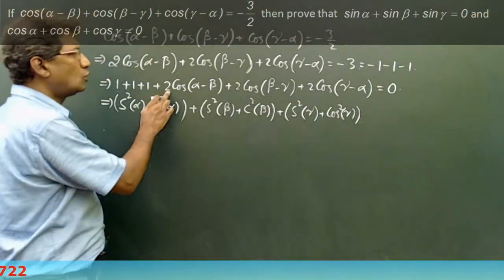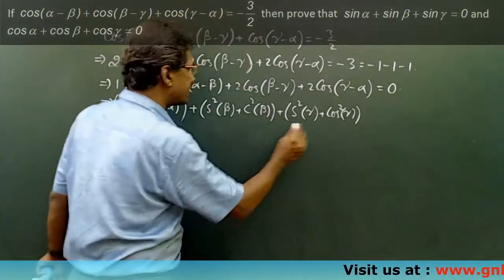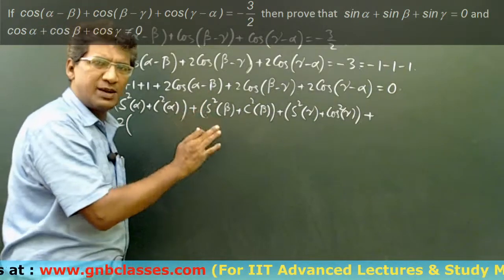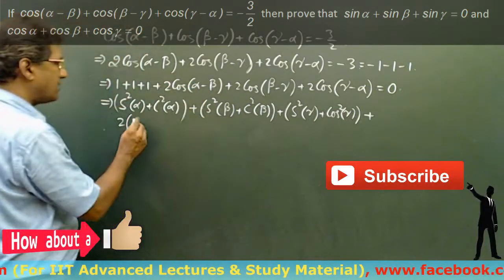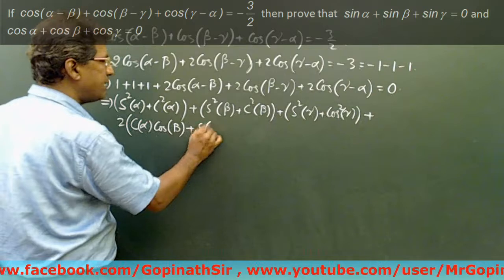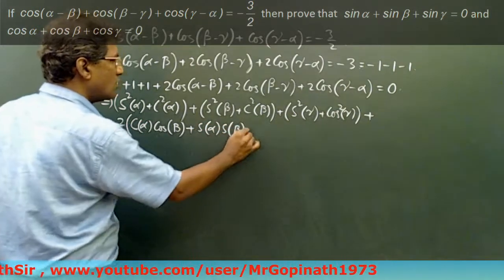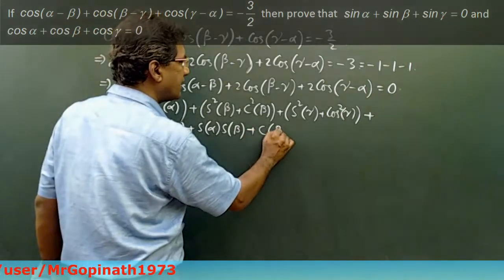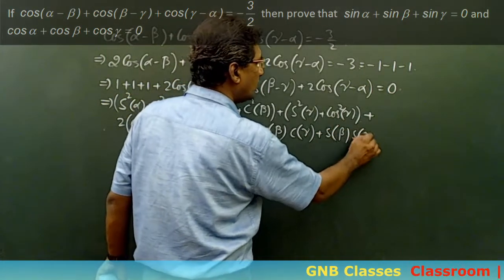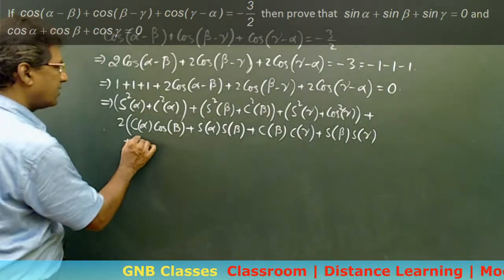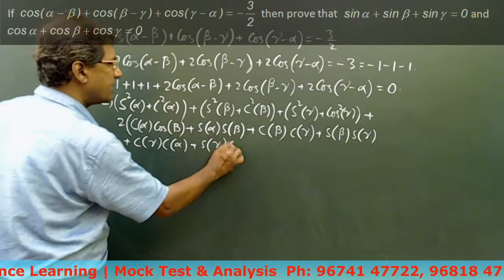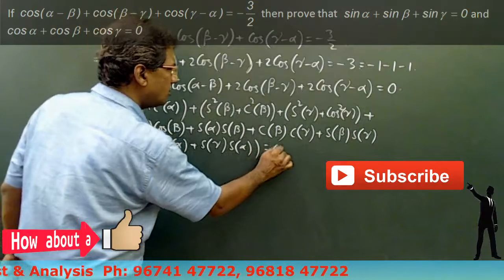And the remaining is 2 cos alpha minus beta, which can be written as, I am opening this bracket, cos alpha minus beta. I am using the formula cos A minus B. That will give you cos A cos B plus sin A sin B. For the second one, it will be cos beta cos gamma plus sin beta sin gamma. Okay. And for the third one, it is cos gamma cos alpha plus sin gamma sin alpha. Am I correct? Which is equals to 0.